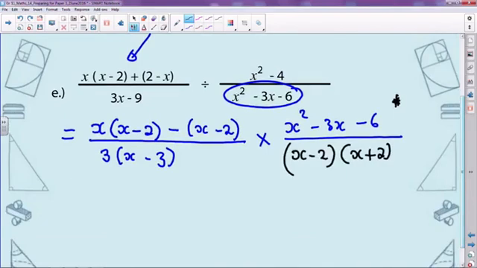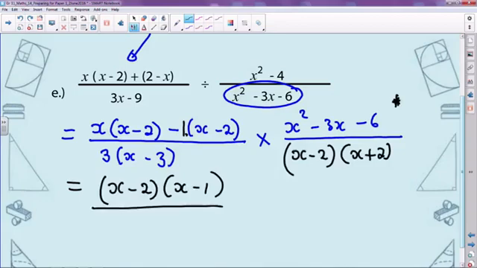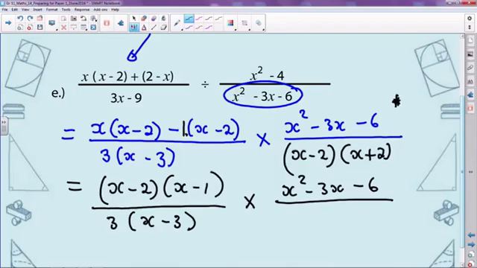Now, next, we have a common factor here of x minus 2. Again, I said put a 1 times, okay? So you have x minus 2 as our common factor, bracket x minus 1, all over 3 bracket x minus 3, right, times by x squared minus 3x minus 6, all over x minus 2, x plus 2. All right?